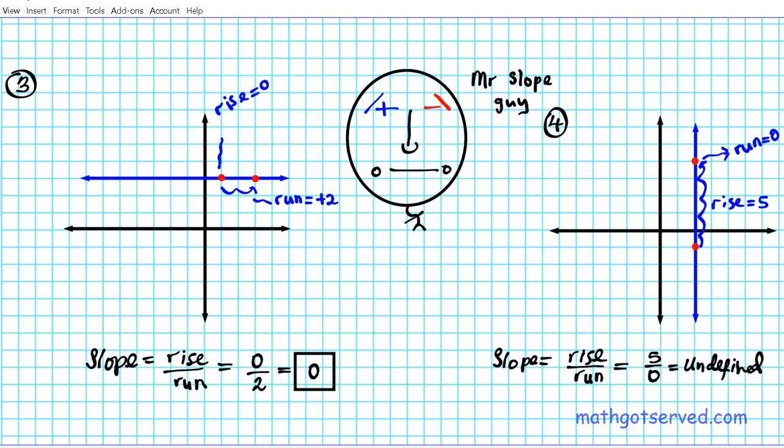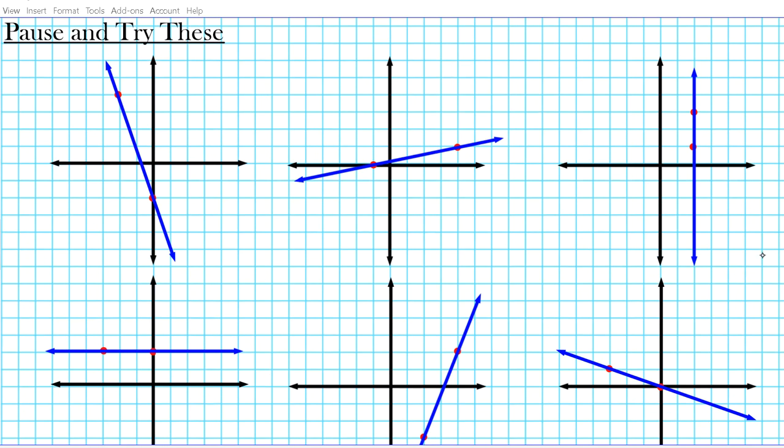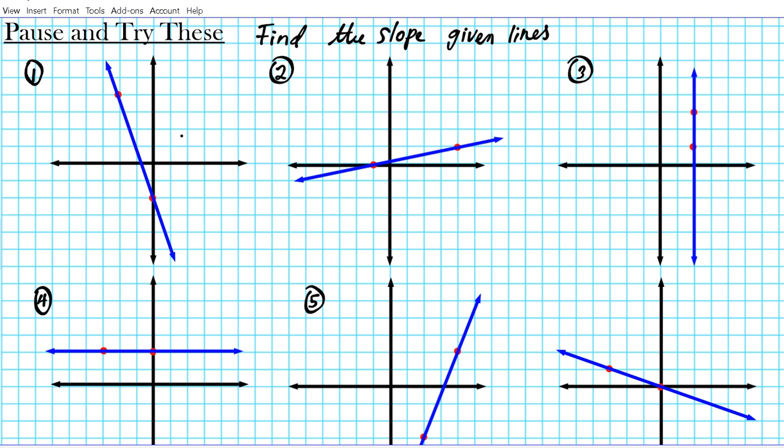All right, now it's your turn to do some practice problems. At this time, we'd like you to attack these 6 practice problems. The instructions are the same. You're to find the slope of the given lines. The method of choice here will be your slope triangle method. So go ahead and pause this video presentation. Try out questions number 1 to 6. And when you're done, click on the playback button and we're going to reveal what the correct answers are.